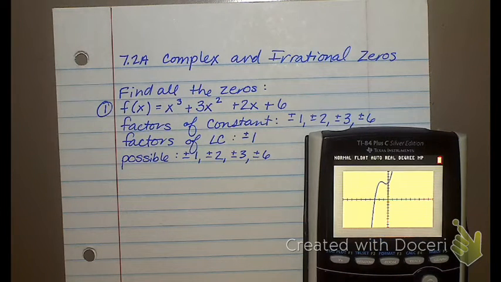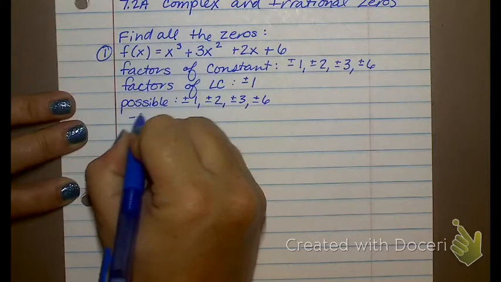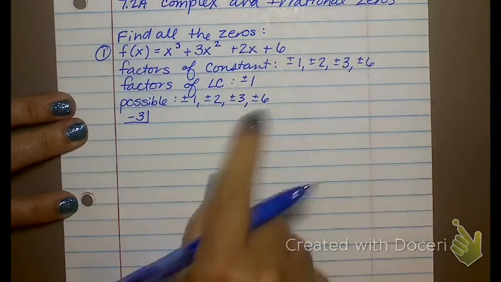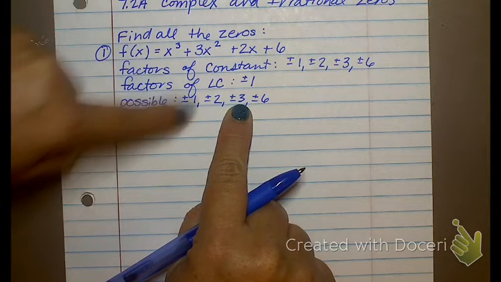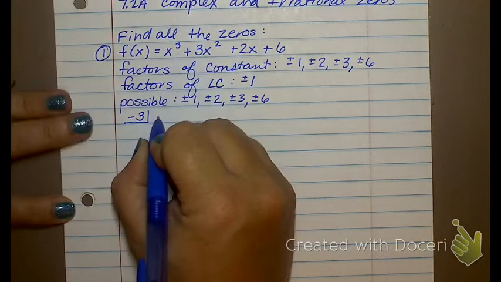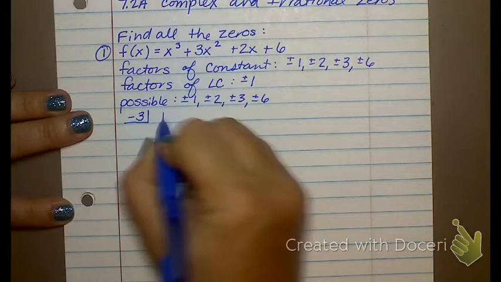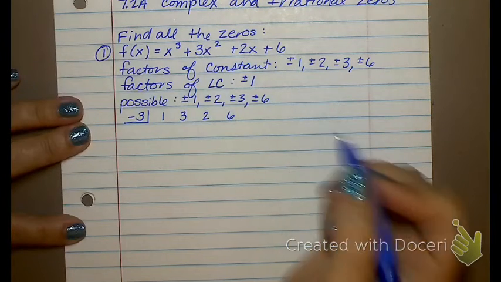What does it look like that value is? -3. So why don't we start with -3 as our box number? Thankful I looked at the graph because using my logic, I would have gone through 1, -1, 2, -2 and 3 before I got to -3. What are my numbers across? 1, 3, 2, and 6.